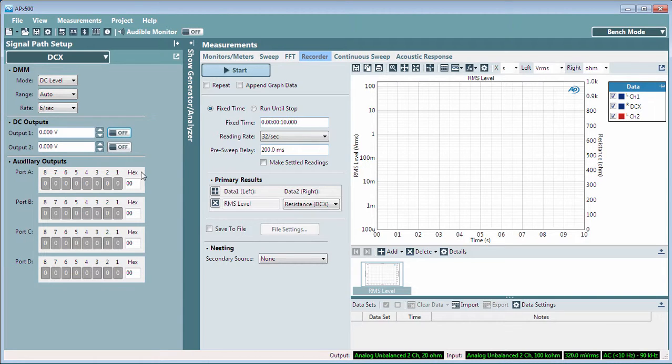The four auxiliary outputs can be configured here. Each output has 9 lines, a common, and 8 data lines. Each data line can be set to a logical 1 or 0. If you prefer, you can enter the hex equivalent in the field to the right.